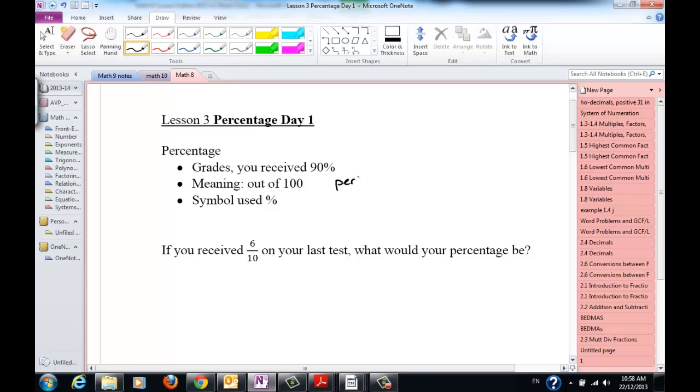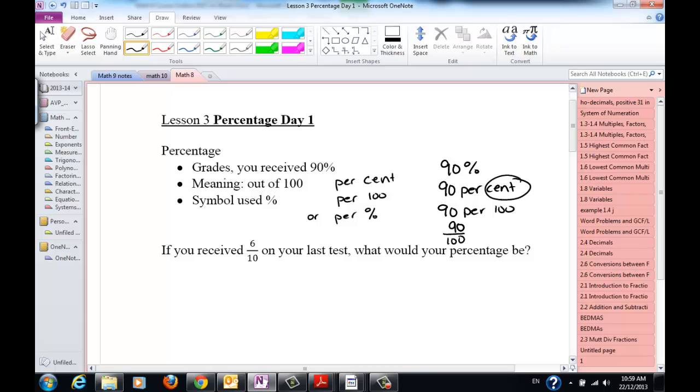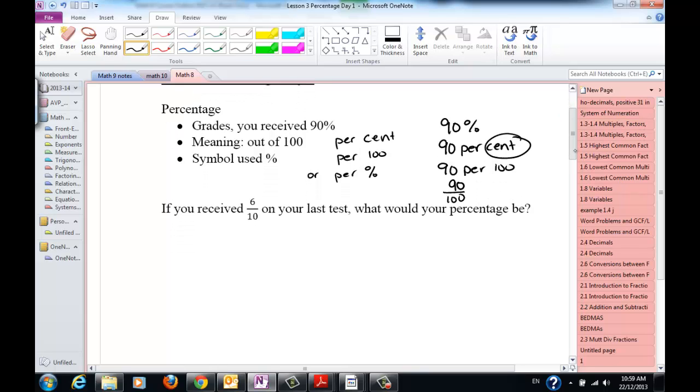So percent really just means per 100, or we can use our symbol, which is the percent sign. So if you score 90% on your test, we could write this as 90%, and cent just means per 100. So 90 per 100, or we can even make the comparison 90 out of 100. These are all just comparisons. Alright, so we're going to do some examples.